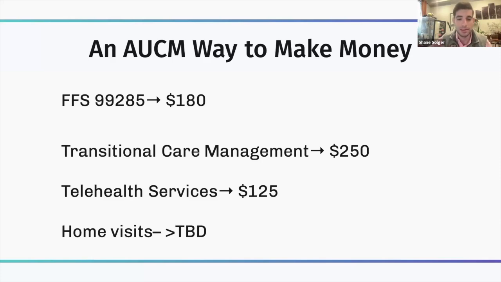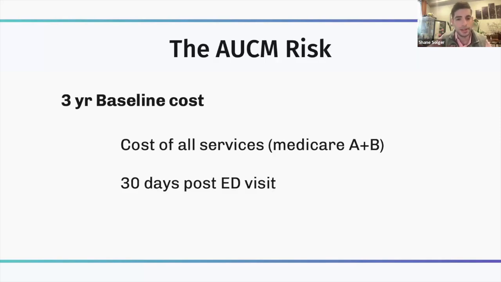So you get compensated for your complex discharge planning, any telehealth services that check on the patient, and any home visits to follow them up at home. And again, the way the model works is that there's a risk and a reward component. So you're rewarded for good discharges, and if they come back, you get penalized. So how do we calculate the payment for your reward?